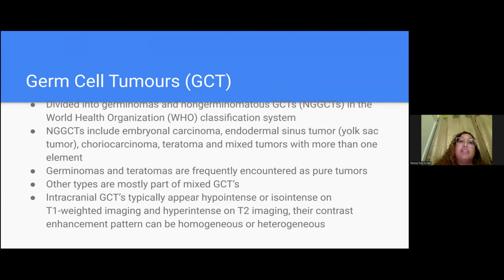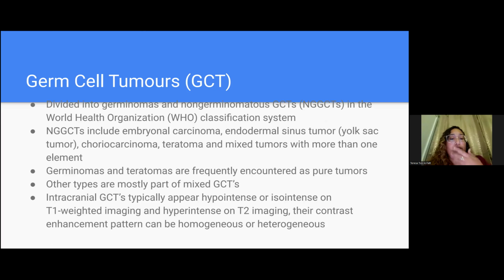Germ cell tumors. Now these tumors could be divided into germinomas or non-germinomatous germ cell tumors, according to the WHO classification system. The non-germinomatous germ cell tumors include embryonal carcinoma, endodermal sinus tumor, which are yolk sac tumors, choriocarcinomas, teratomas, and mixed tumors with more than one element in them. Germinomas and teratomas are frequently encountered as pure tumors, and other types are mostly part of mixed germ cell tumors.